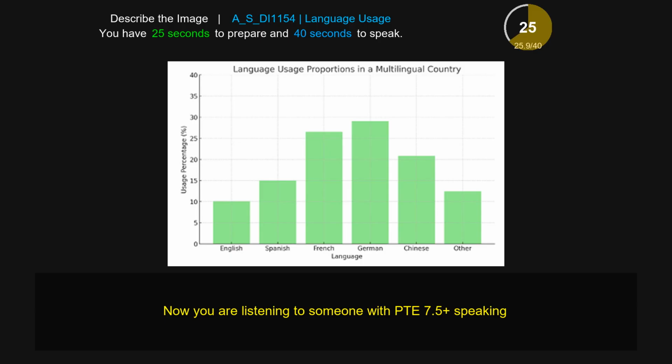So this graph is giving the comparison between the languages. In short, we can say that it is a valuable graph giving information about the language usage proportion in a multilingual country.